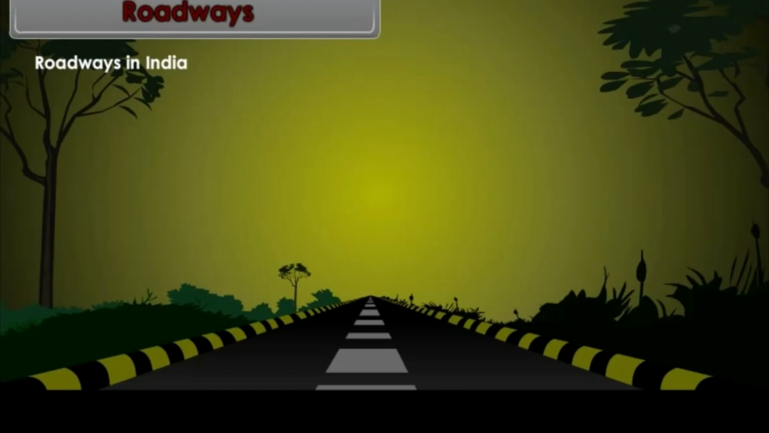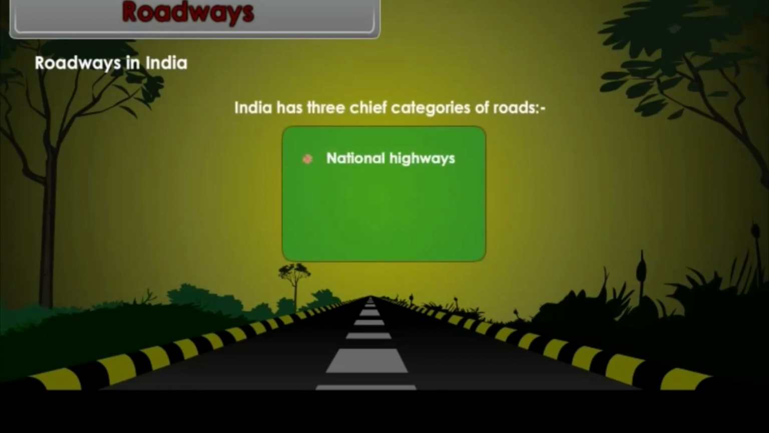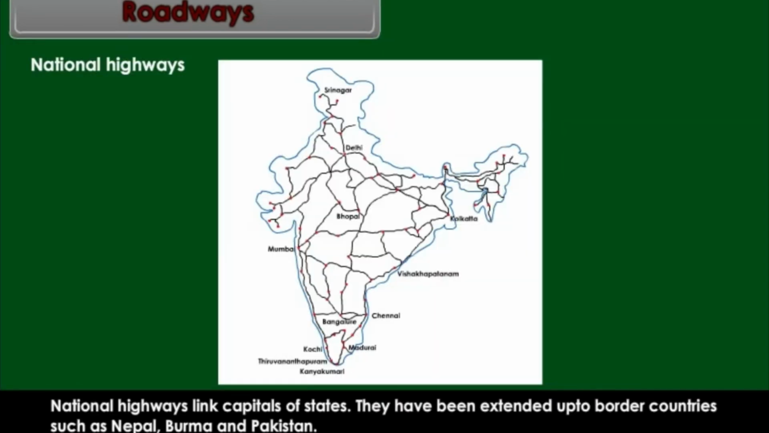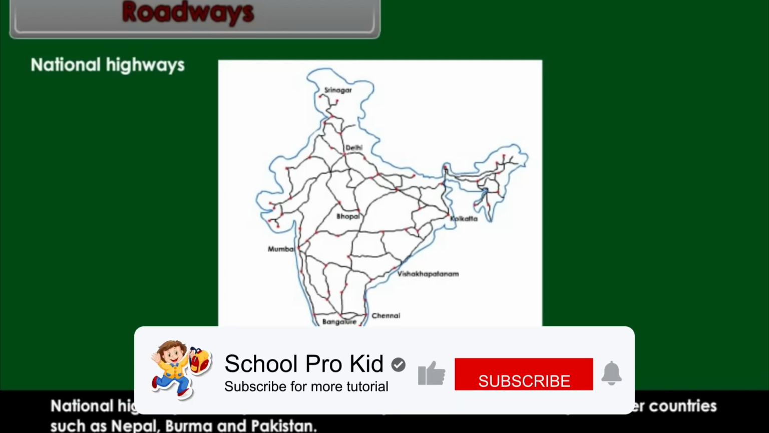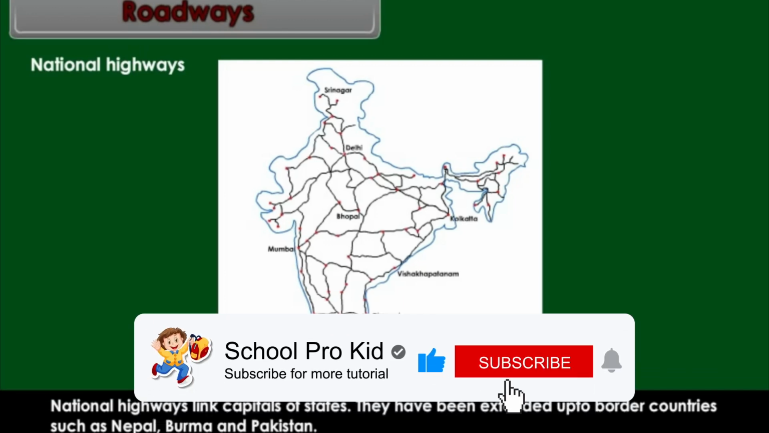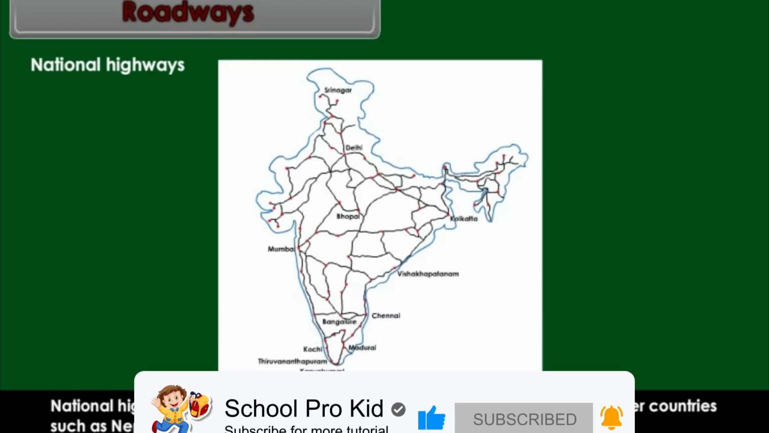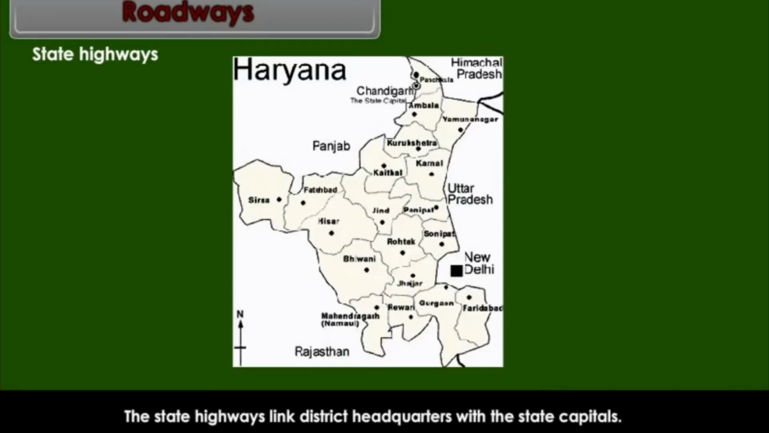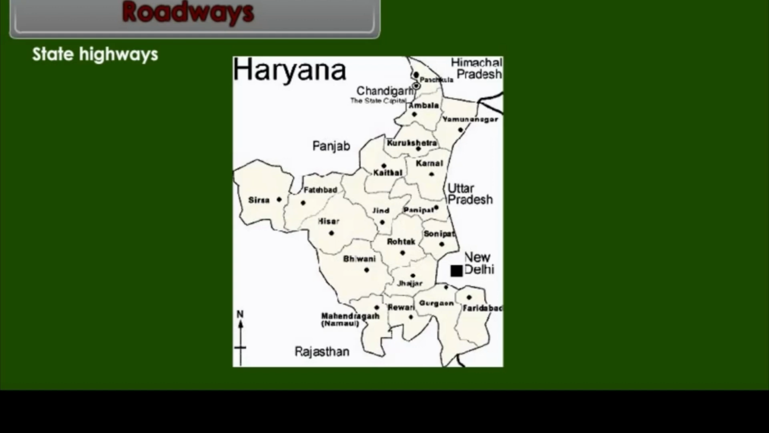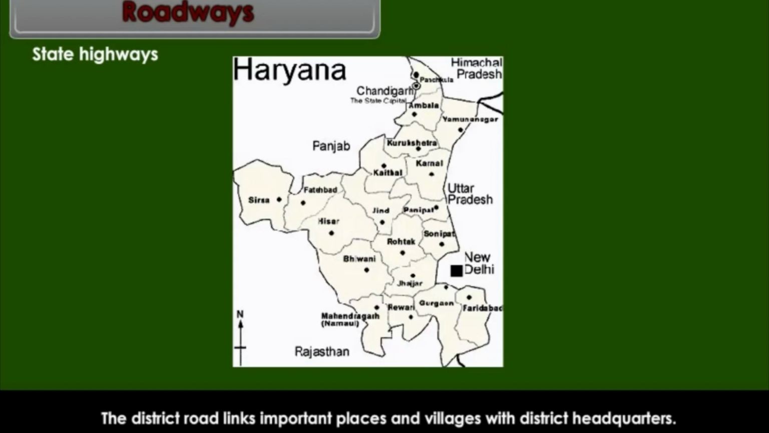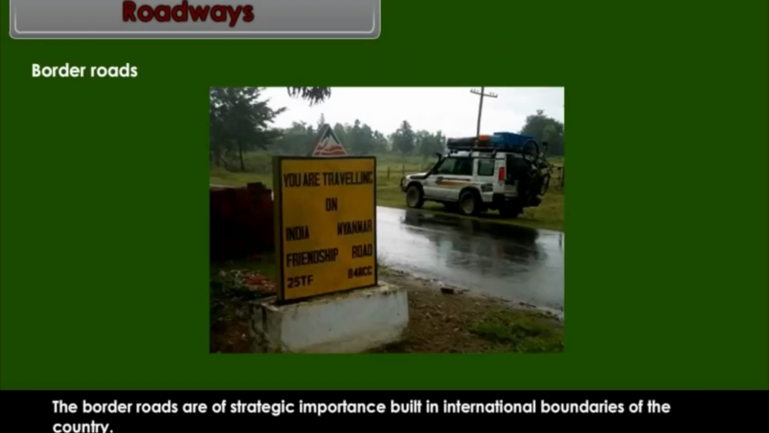Roadways in India. India has three chief categories of roads: national highways, state highways and border roads. National highways link capitals of states. They have been extended up to border countries such as Nepal, Burma, and Pakistan. The state highways link district headquarters with the state capitals. The district road links important places and villages with district headquarters. The border roads are of strategic importance, built in international boundaries of the country.